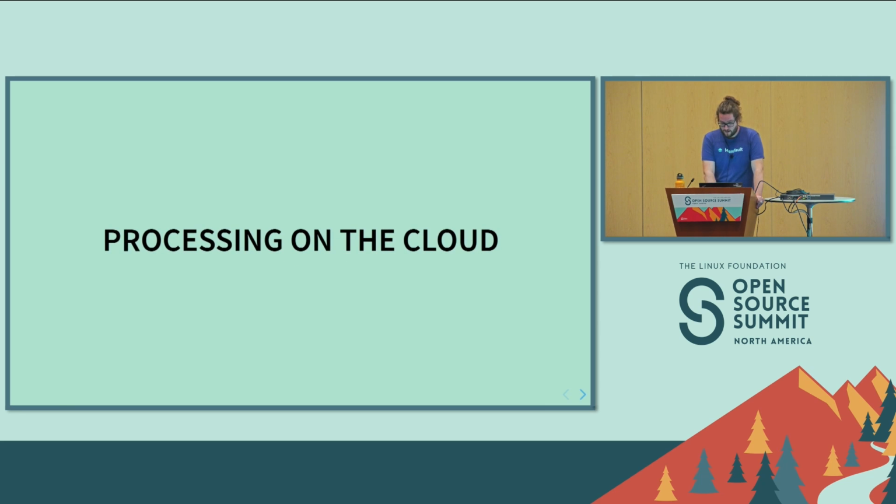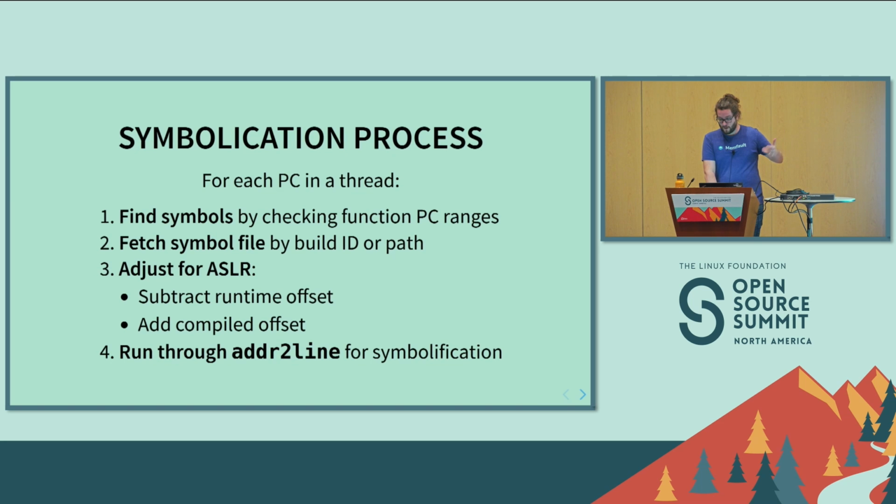So then let's talk about the final step. We've got this nice little JSON blob, and it needs to be processed. So we receive it up on the cloud, or you could do this locally on your machine as well. You have to find the symbol file, either from the address or the build ID, get the symbol file, adjust for ASLR, and then just run through addr2line, and you can get each one.